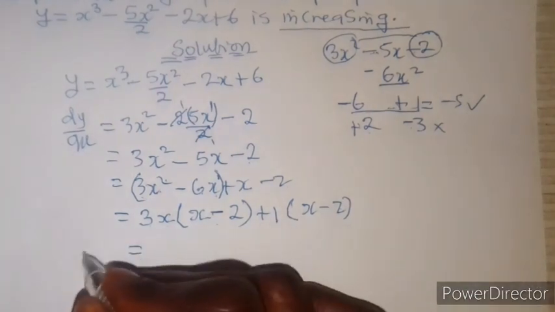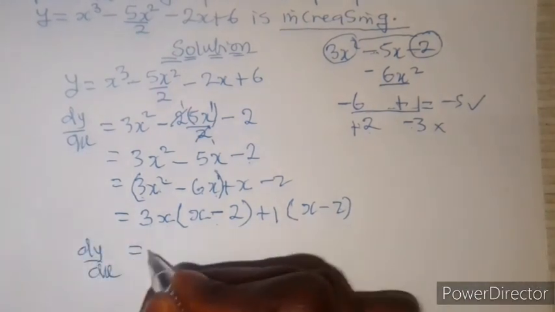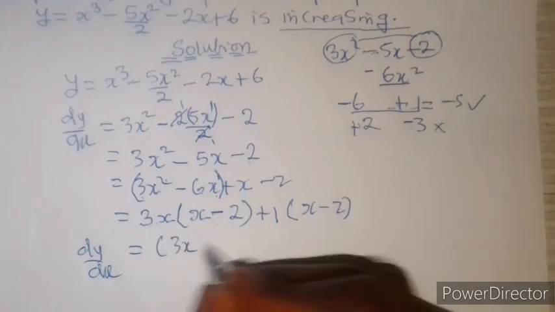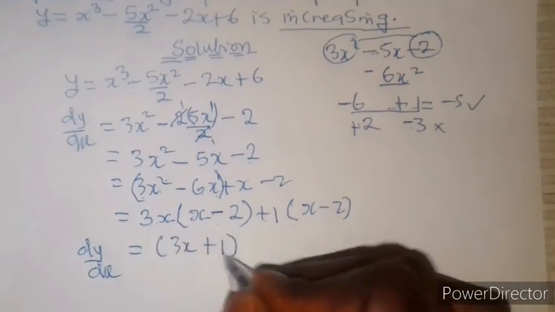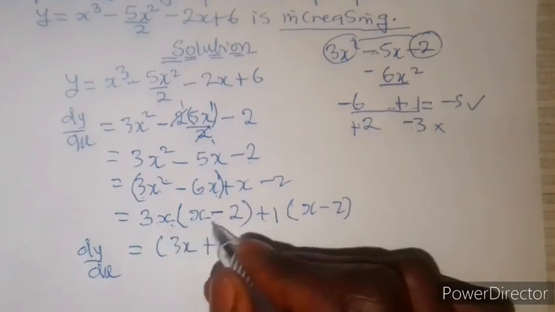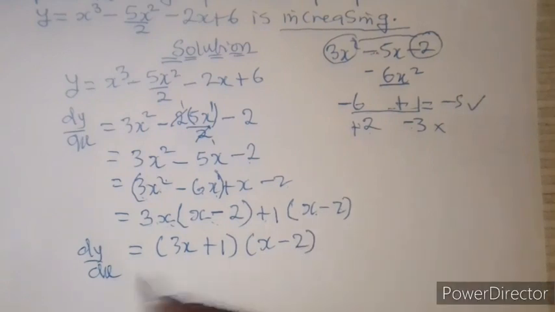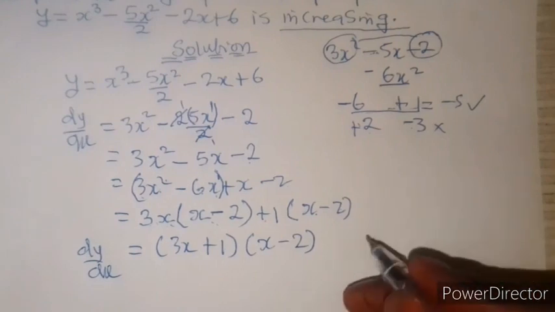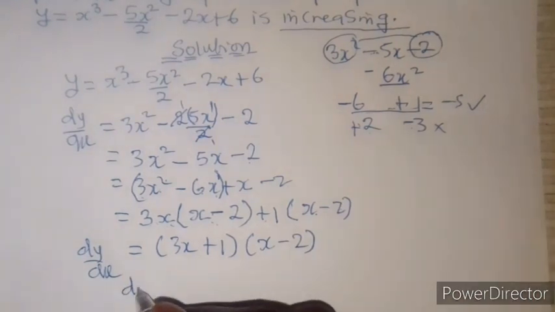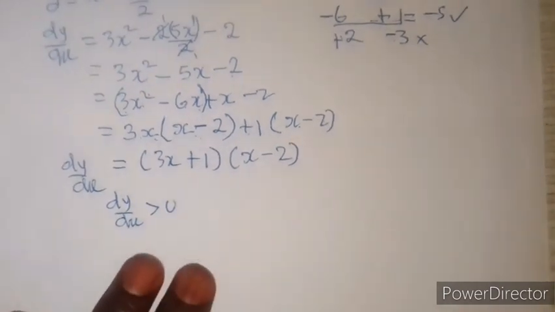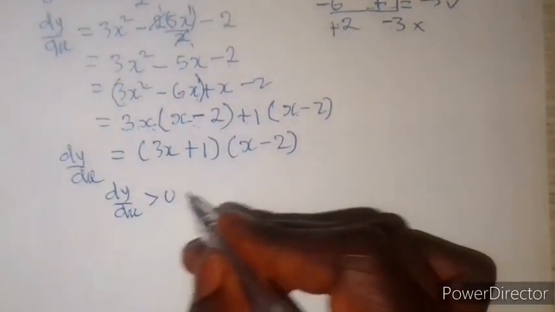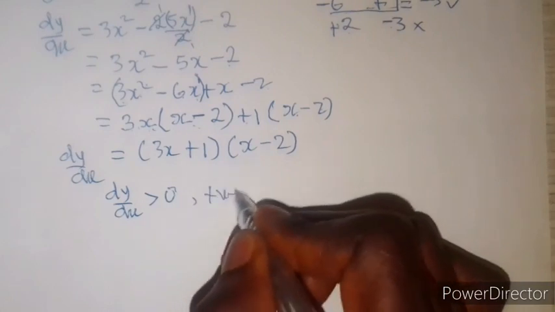So in conclusion, our dy/dx will give us, we take our 3x and group it with plus 1. That is these two values outside the bracket. Then we take the common factor here, which is x minus 2. Now, this is where we have arrived. When we have an increasing function, it means that our dy/dx must be greater than 0. In other words, for this function to be increasing, dy/dx must be positive. That's what it means.